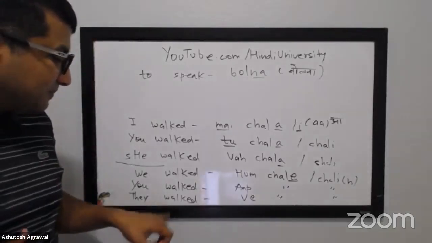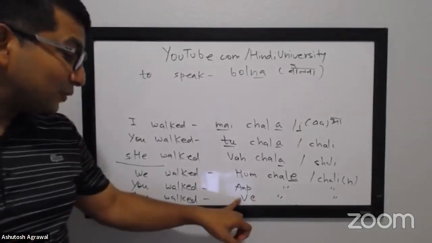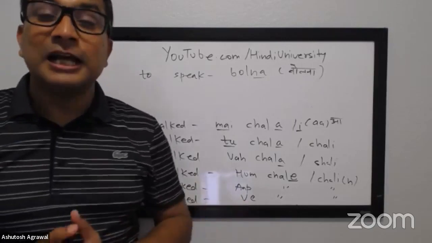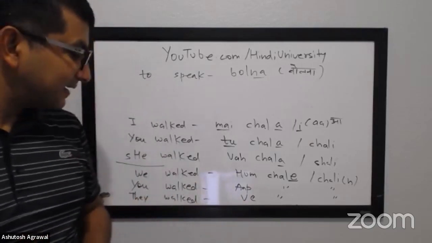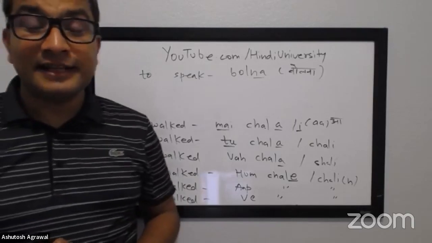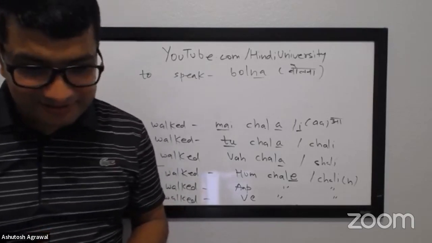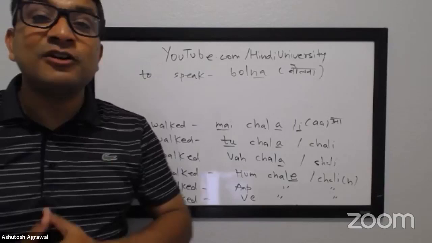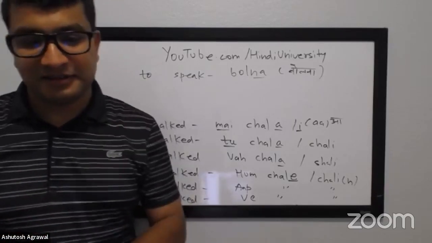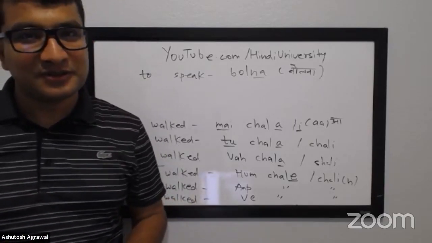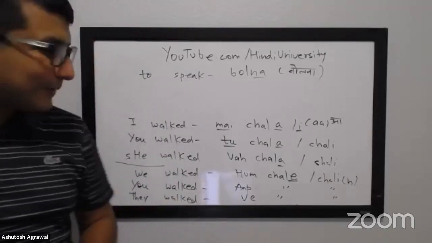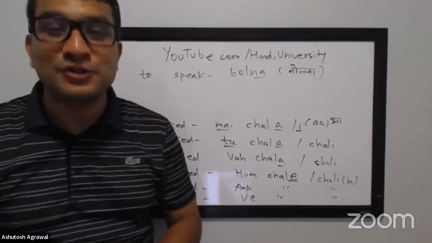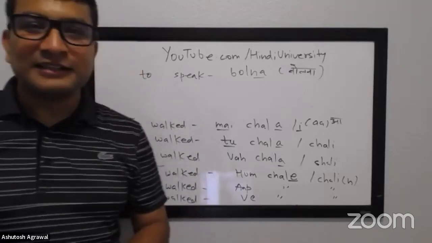They spoke, वे बोले, ve bole. Okay. They did not speak. Negative. वे नहीं बोले. Okay, they did not speak at all. वे बिल्कुल नहीं बोले. वे कुछ नहीं बोले. Okay, they didn't utter a single thing. वे कुछ नहीं बोले.